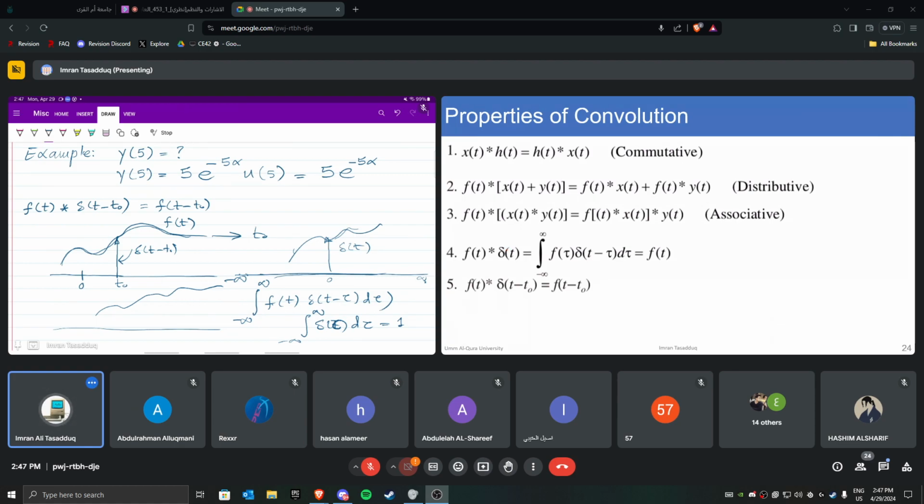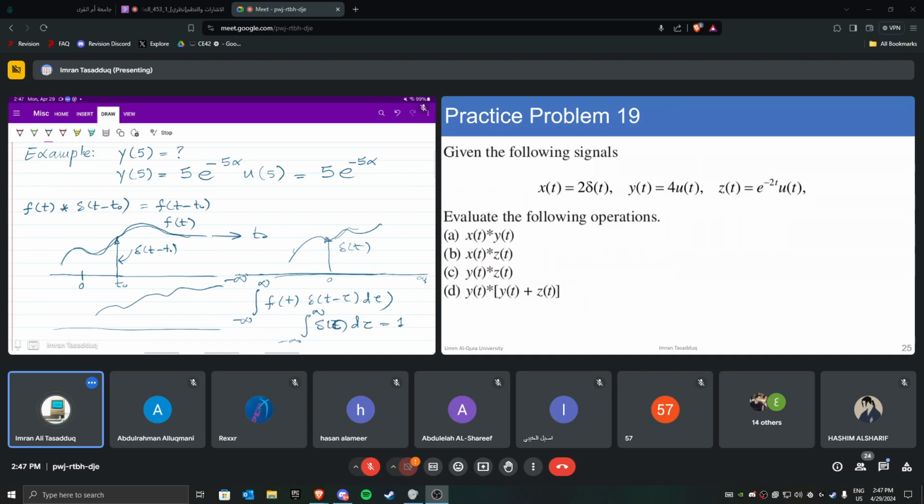All right, let's move forward. Practice problem 19. Given the following signals, x of t is given, y of t is given, and z of t is given. And then he's asking you to evaluate the following operations. Basically, in some of these cases, you can use properties. For example, look at the first one, x of t convolution with y of t.